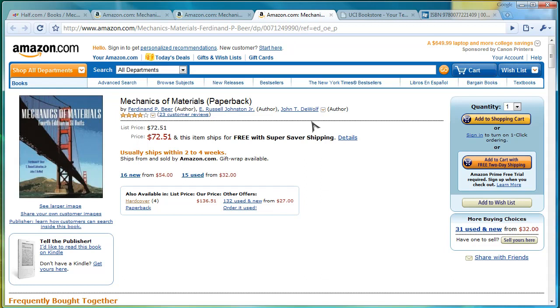Here's a paperback edition of that same book, the same 4th edition, but in paperback form. Quite reasonably cheaper. If you don't mind having a paperback edition, it's perfectly fine. You can save even more money. Now, let's go back to the third-party websites and see if they can be of any help as well.